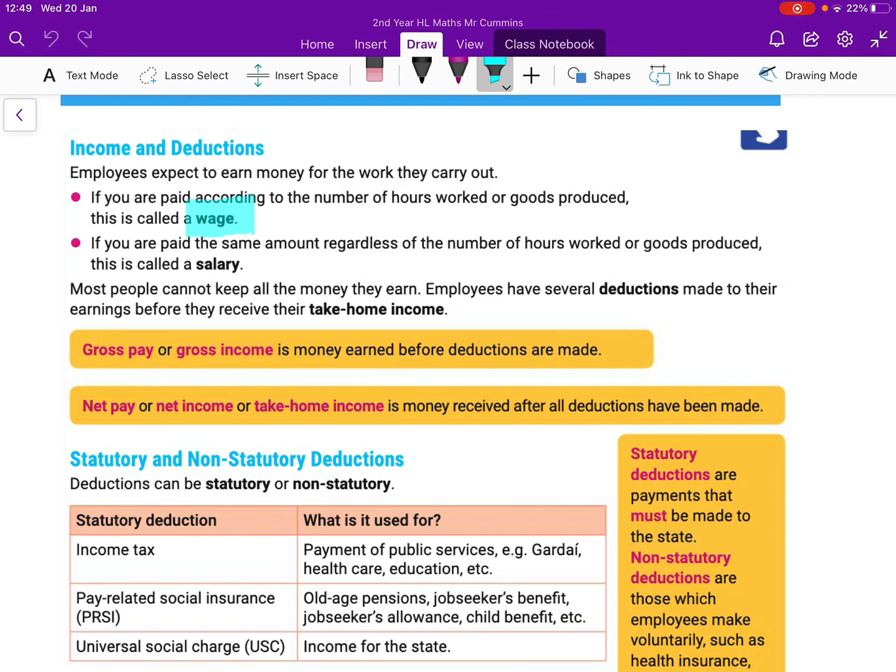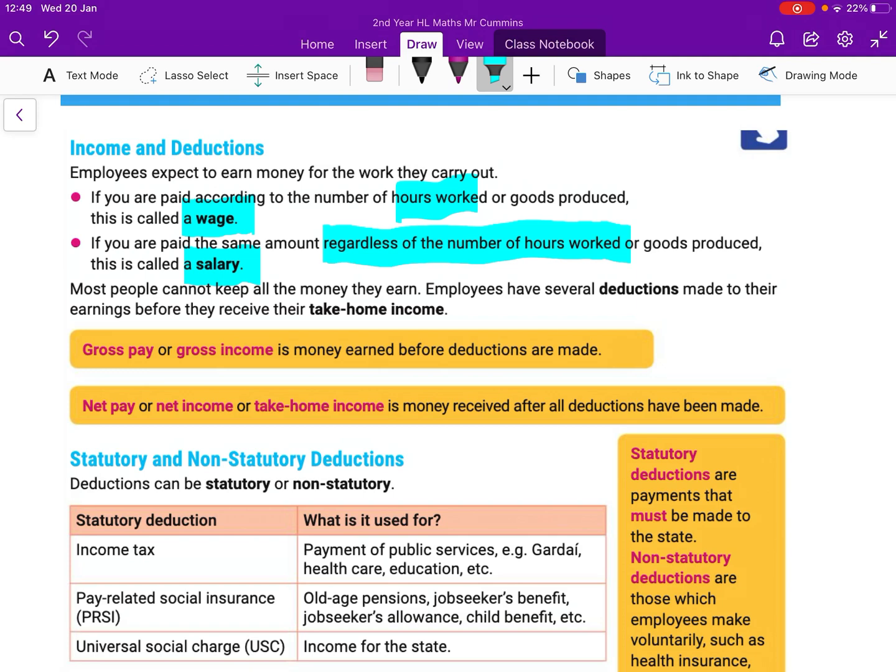You have the difference between a wage and a salary. So a wage is something you get based on how many hours you work, where a salary, you get your salary, it doesn't matter. So regardless of the number of hours worked, you just get a set amount of money. And that's what you'll get when you start working: you get paid by the hour, or you'll get paid by the week, or paid by the month.